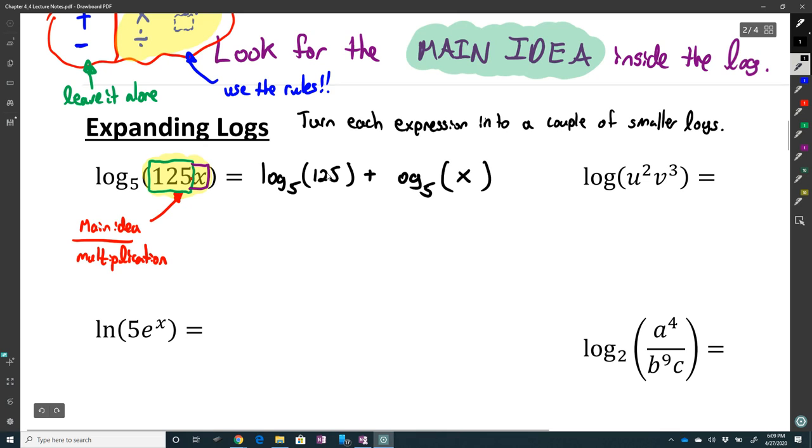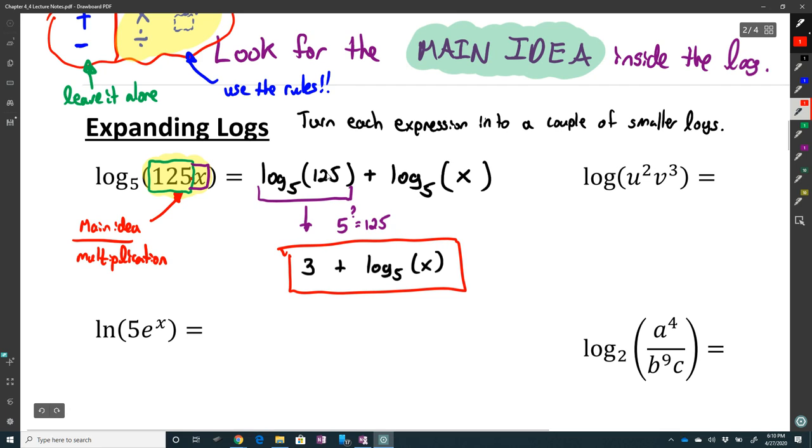Now, sometimes you can go a little further. Turns out this one is something we can actually do. Let me write there. 5 to the what equals 125? Well, the answer to that is 3. So this is just 3 plus log base 5 of x. And that's your answer.